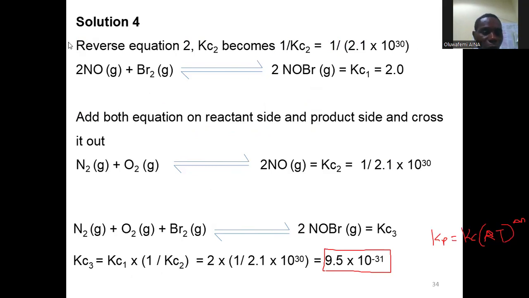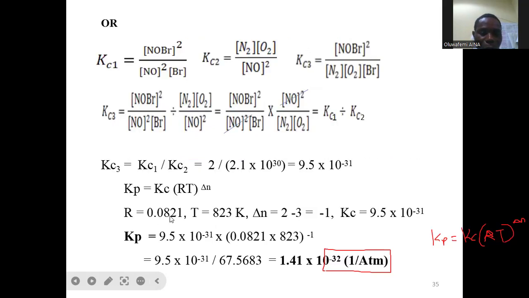And then what do you have? You have your 0.0821 here as your R, that is the gas constant. And then you have the temperature here. And then you have the Kc you got here. It's not hard at all. Then raised to power 1. This one was giving some people stress in class.